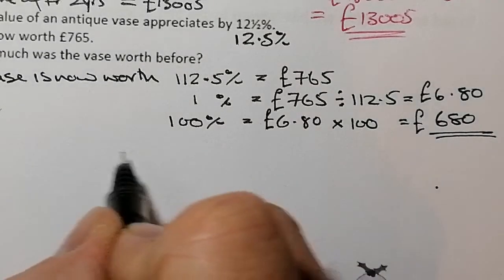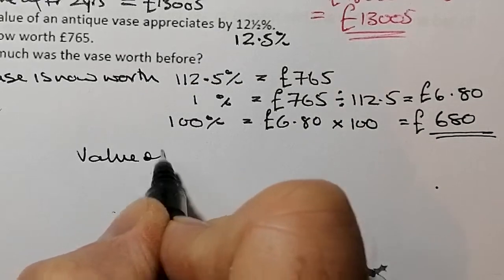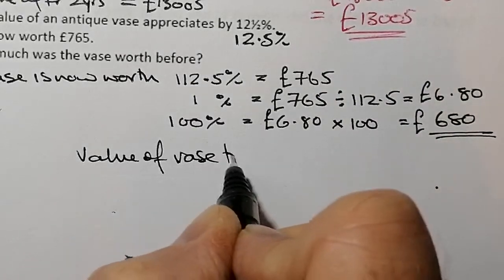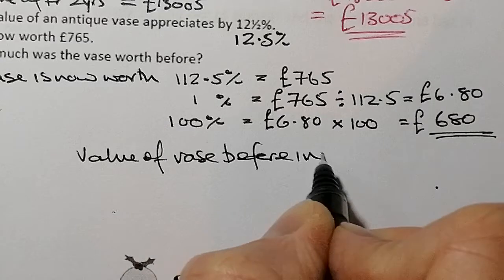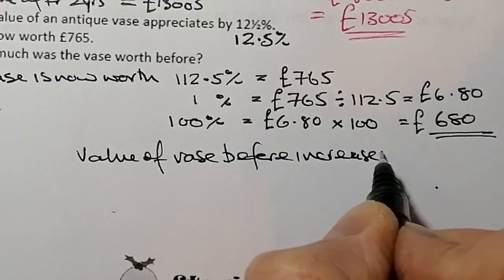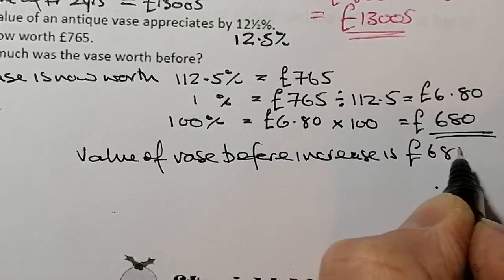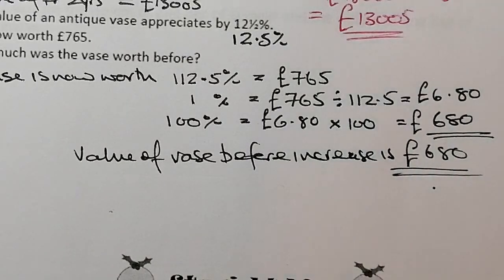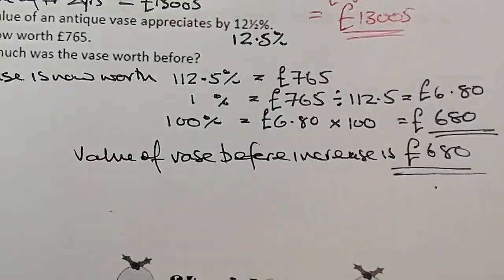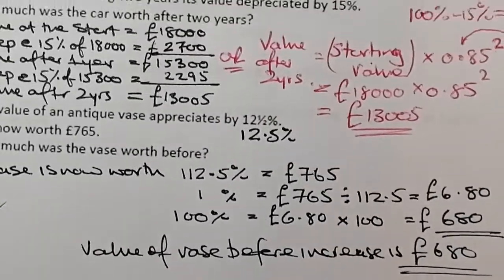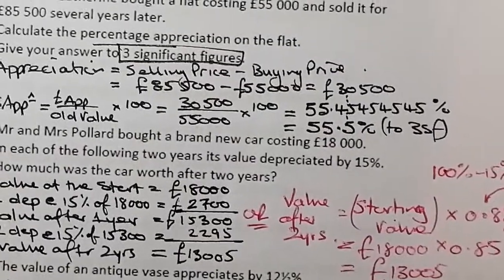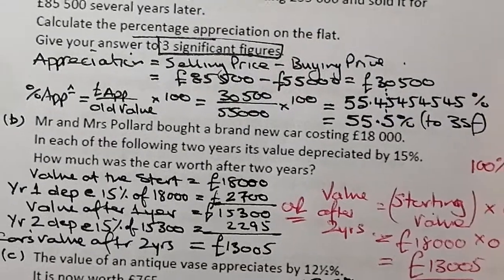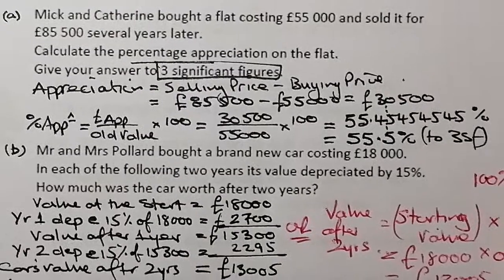So the value of the vase before increase is £680. Okay, I've not been asked to round anything, so I'm just going to leave it the way it is there. So 3 kind of different questions that we've got there. It's a wee bit kind of squashed up in the working that I've got there, but hopefully you've got a bit of an idea of how to do the 3 different types of questions here on percentages.